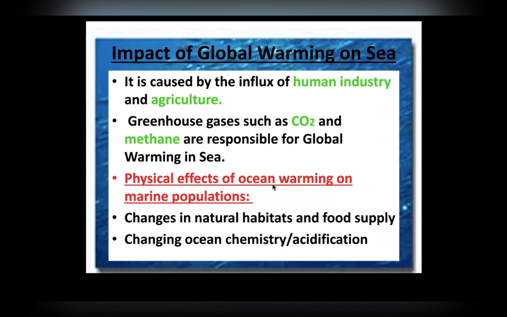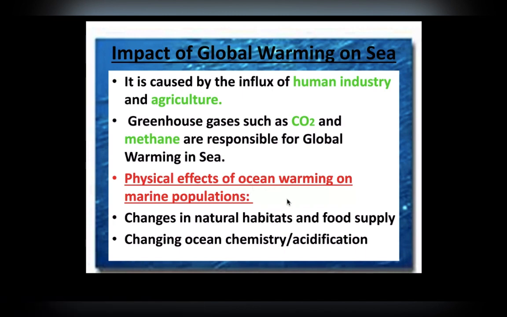Physical effect of ocean warming on marine pollution, marine population. Now let's take a look at the physical effect of ocean warming. When the ocean gets warmed up, because of so much heat, this CO2 gas and methane have created a hole in the ozone layer. Okay, and so there is much heat reaching the sea or the ocean. Now when you have so much heat on the ocean, when the ocean gets too overheated, what happens?